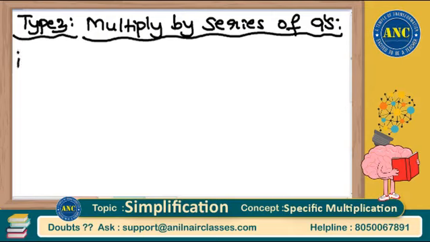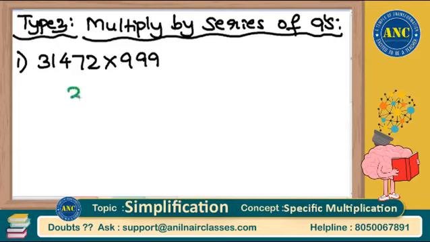See here. First question. 31472 into 999. Listen carefully, sir. Step number 1. Write down 31472. Step number 2. How many nines are there in this number? There are 4 nines. If there are 4 nines, start from the rightmost digit. After 4 places keep a slash.